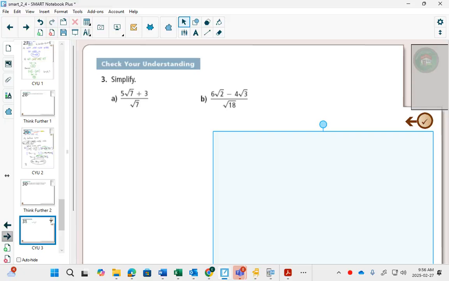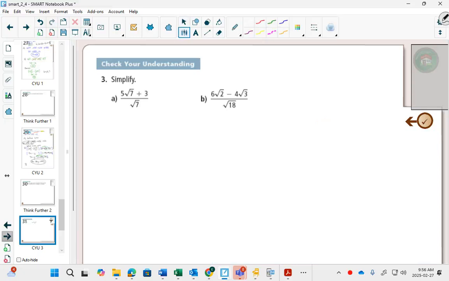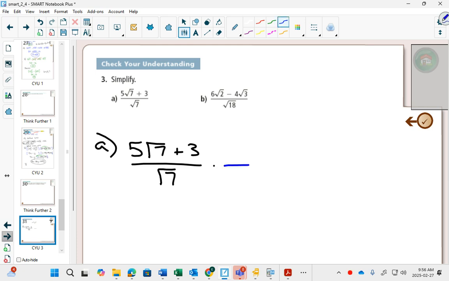We just have type 1 here. I have a square root on the bottom. So I'm going to rewrite my question, 5 root 7 plus 3 over root 7. And then I need to multiply by 1. The one that I need to multiply by has to get rid of the square root on the bottom. What could you possibly multiply the square root of 7 by to get rid of the square root? Square root of 7. So we multiply top and bottom by square root of 7.